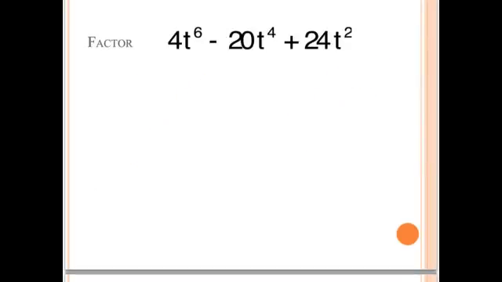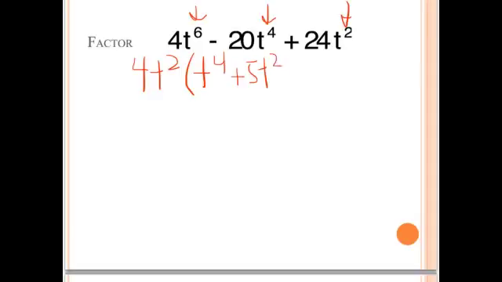So let's try this one. 4, 20, and 24, all divisible by 4. T to the 6th, t to the 4th, and t squared means I can take out at least t squared from each. So I'm going to be left with t to the 4th plus 5t squared plus 6, which looks an awful lot like the p problem we had before.